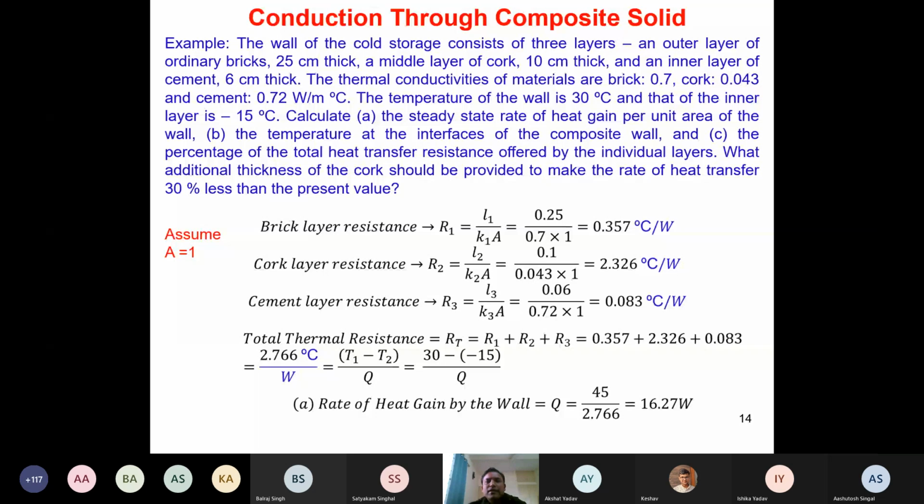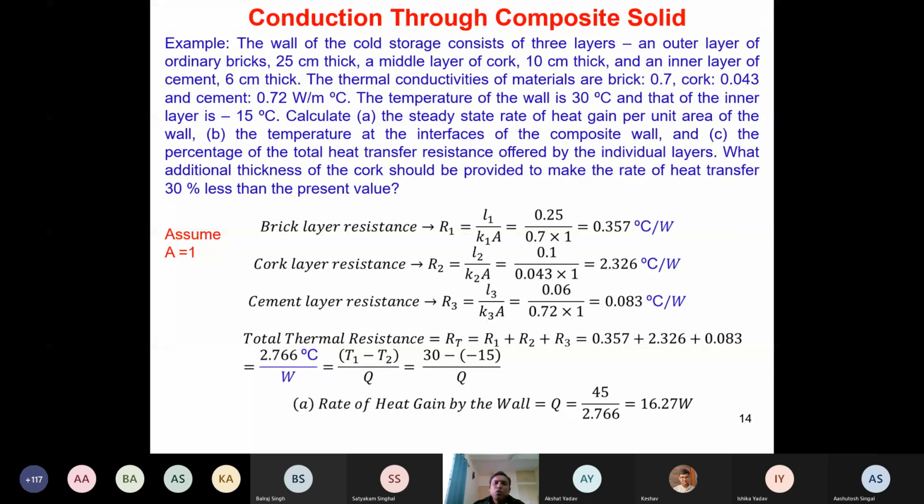What we have to calculate here is the steady state rate of heat gain per unit area of the wall, the temperature at the interfaces of the composite wall, and lastly, the percentage of the total heat transfer resistance offered by the individual layers. Again, what is asked is, if the rate of heat transfer has to be decreased by 30% from the present value, how much the thickness of the cork layer should be increased. That is the second part of the question.